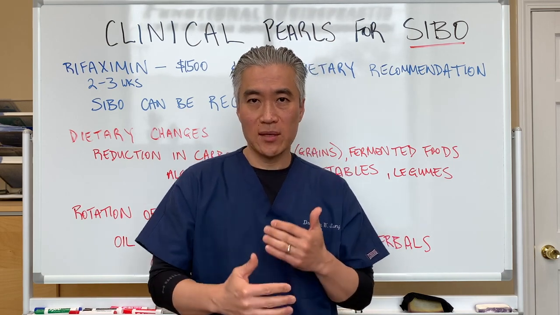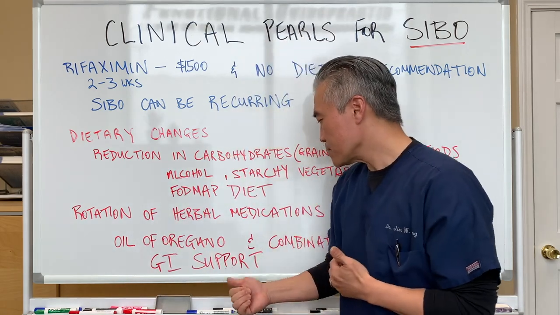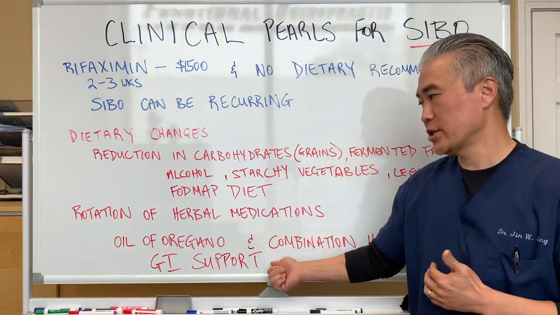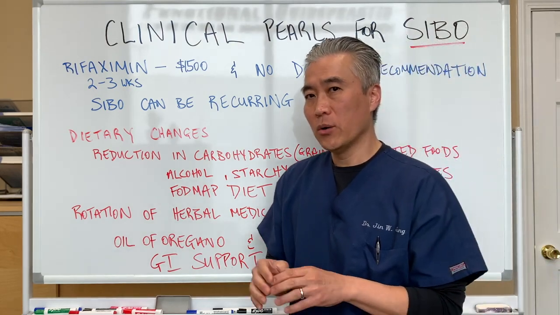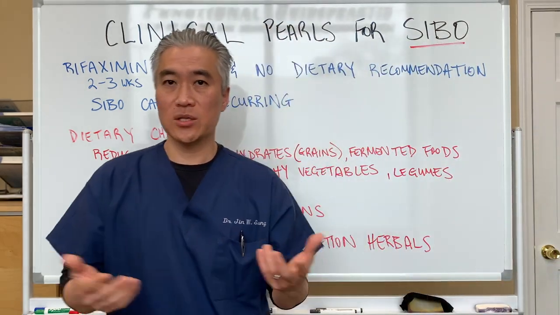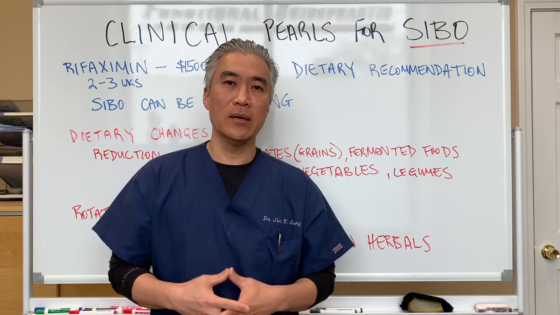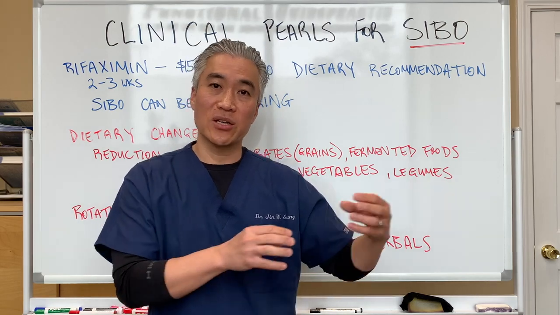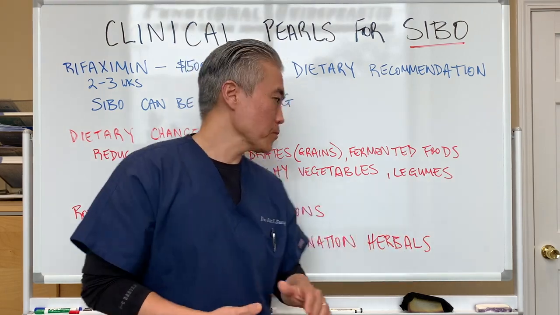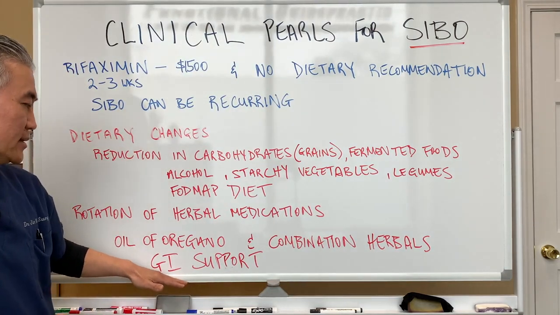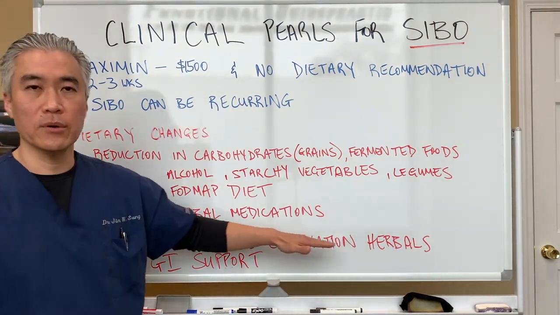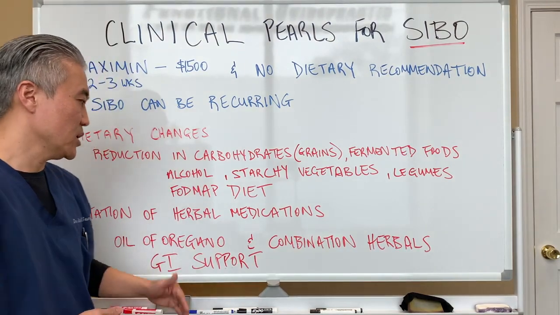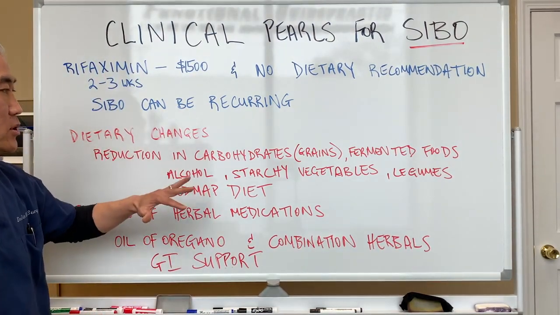So you rotate these herbal remedies, and then you have to support the GI tract. You can't just say, we're going to kill off bacteria. You need to support it, right? You may need nutrition that's good for the gut. So GI support is necessary when you use an herbal remedy for SIBO. Those are your clinical pearls, right?